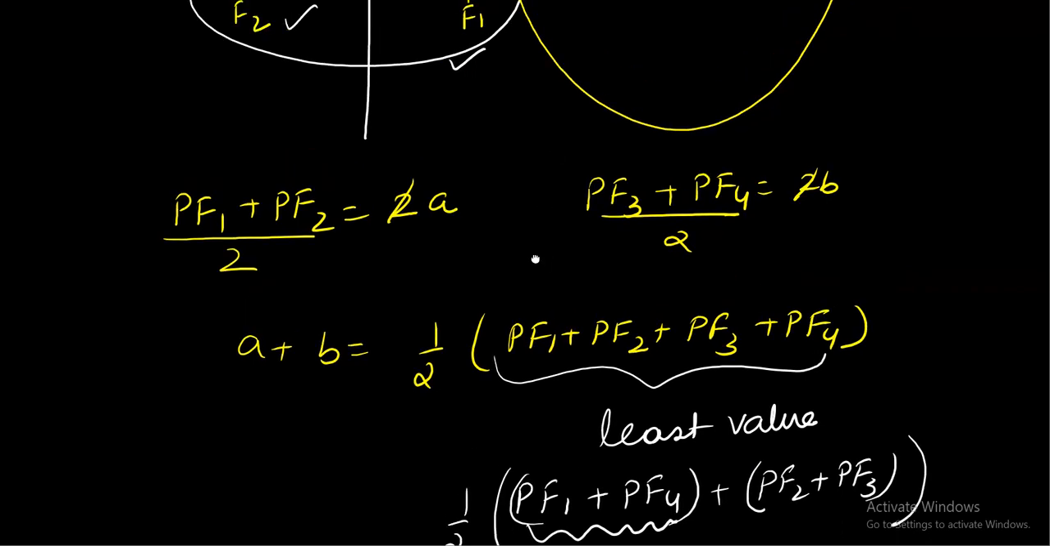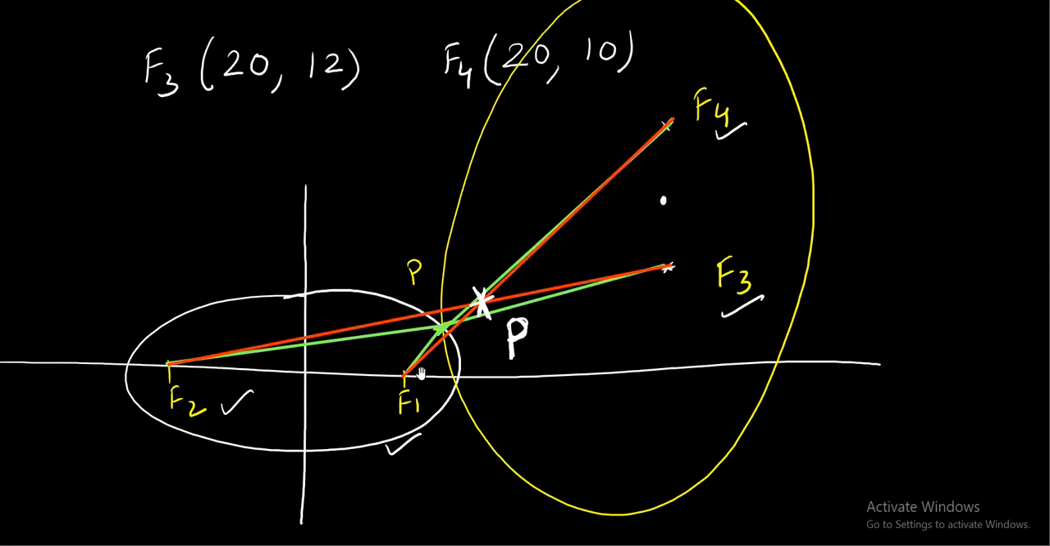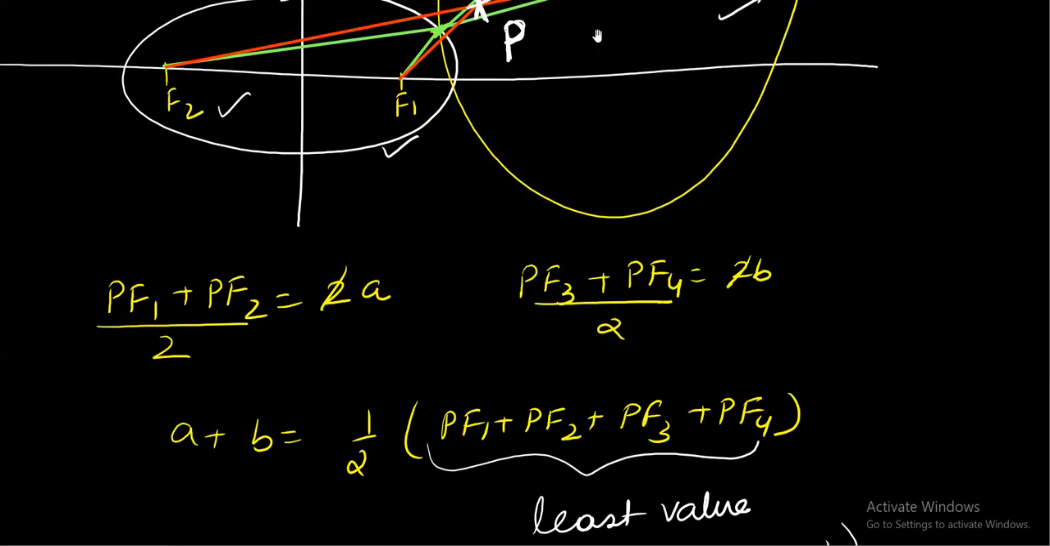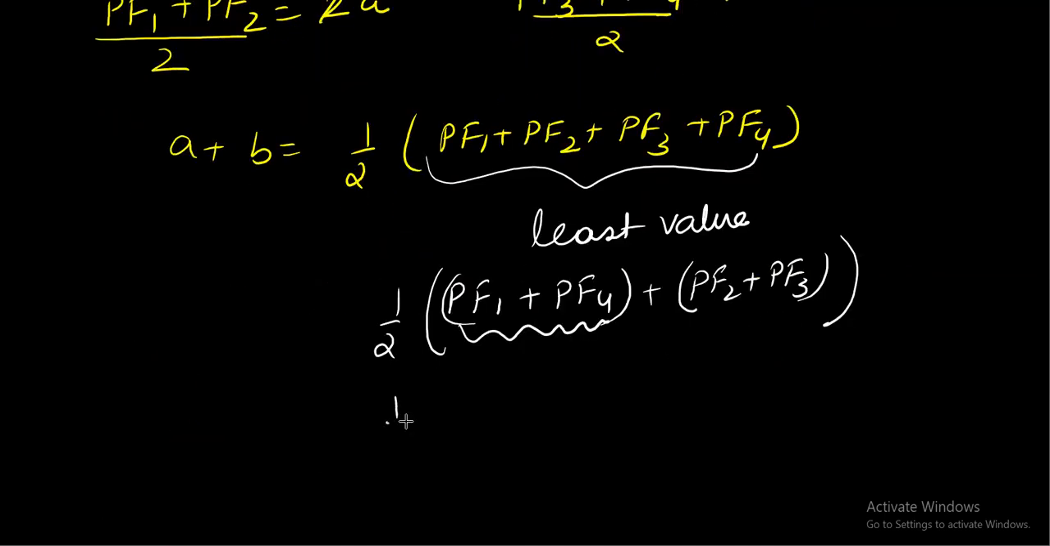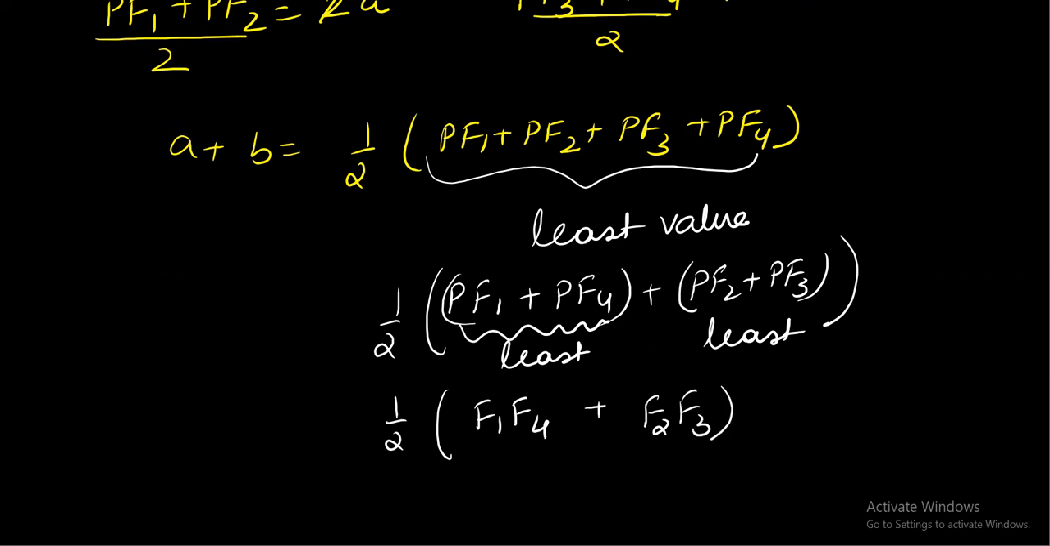must be collinear. PF1, F2, F4 must be collinear. And similarly, if you want PF2 plus PF3 to be least, then these 3 points must be collinear. तो हमने इस concept से ये लिखा कि P point must be the point of intersection of these two lines. Correct? Okay, if P lies on the line, then I can say that PF1 plus PF4 is nothing but the length F1, F4, right? इसका जो least value है वो F1, F4 आएगा. और इसका least value आपको कितना मिलने वाला है? PF2 plus PF3 is going to be, least value is going to be F2, F3, right?